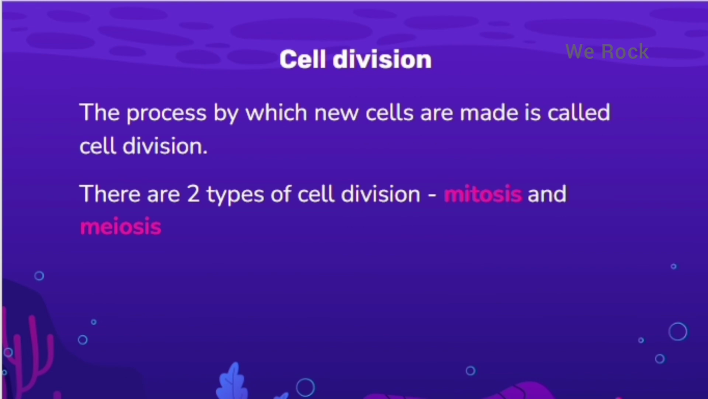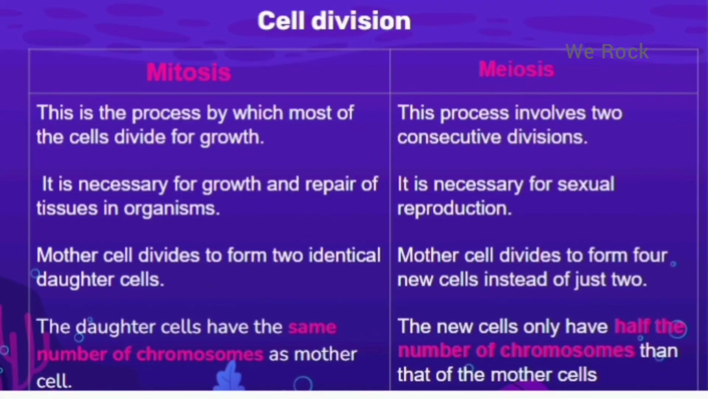Cell division. The process by which new cells are made is called cell division. There are two types of cell division: mitosis and meiosis. Mitosis. This is the process by which most of the cells divide for growth. It is necessary for growth and repair of tissues in organisms. A mother cell divides to form two identical daughter cells. The daughter cells have the same number of chromosomes as the mother cell.